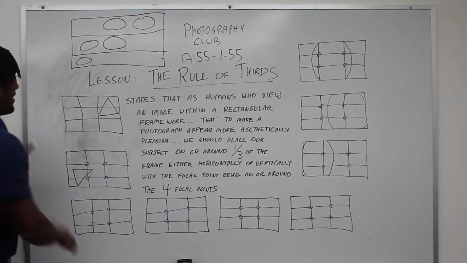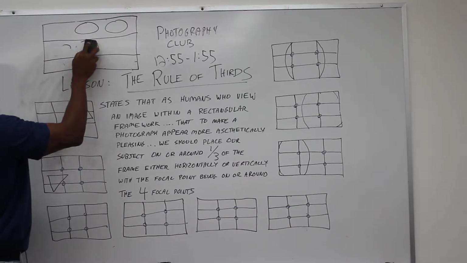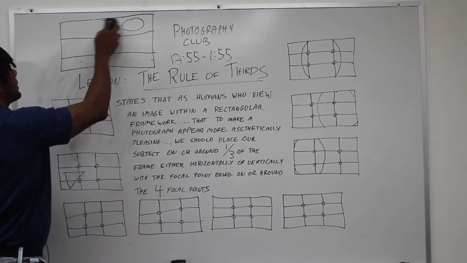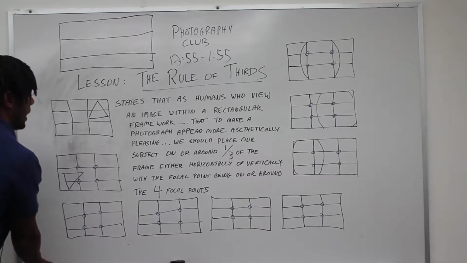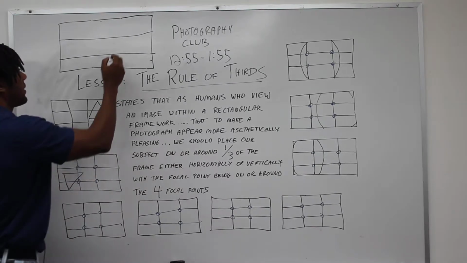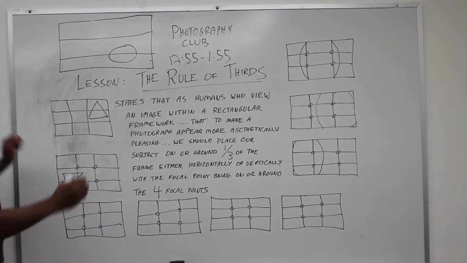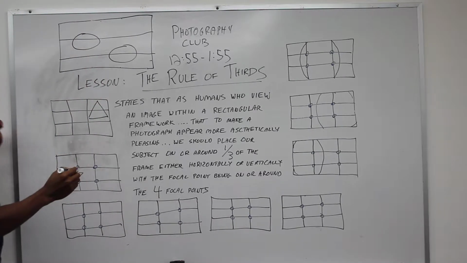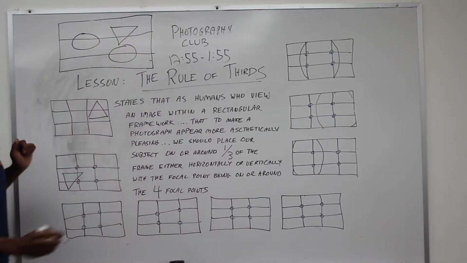Okay. How about, I got to erase all of this. I'll try not to erase those lines. Thank you. All right. How about if I place the subject right here? Yes. How about if the subject was placed right here? How about if the subject was a triangle shape and was placed right there?